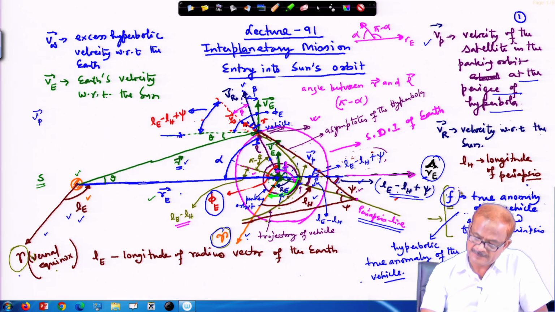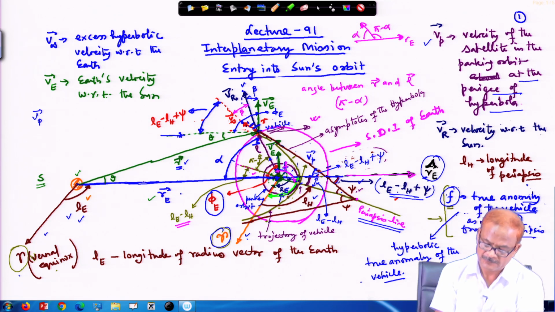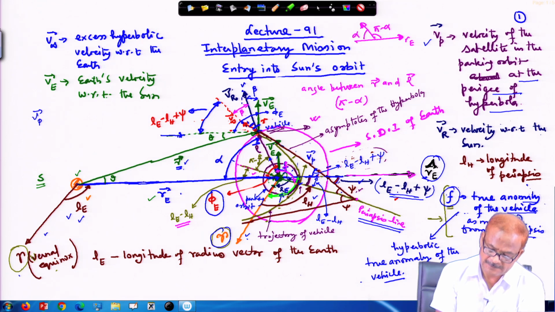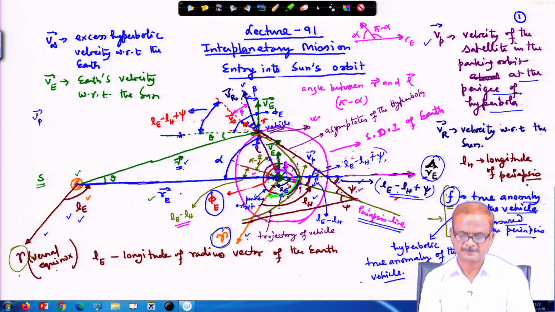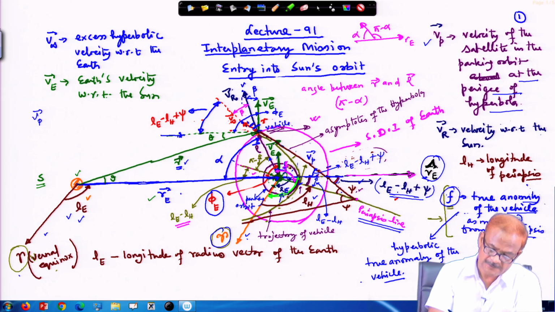As it is written here, this is the true anomaly of the vehicle as measured from the periapsis. So, F is shown here in the pink. Okay. You see here, this is the pink line, it is shown here in this place. Okay. So, this is your F.